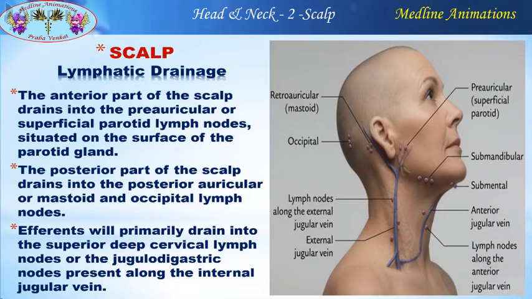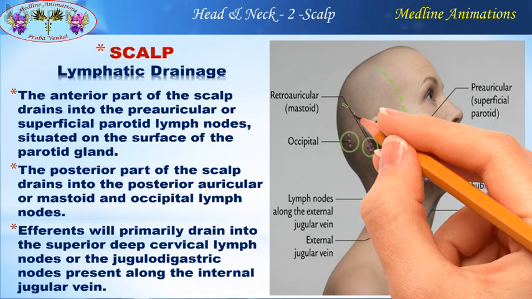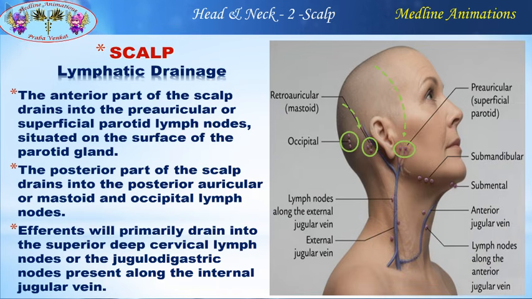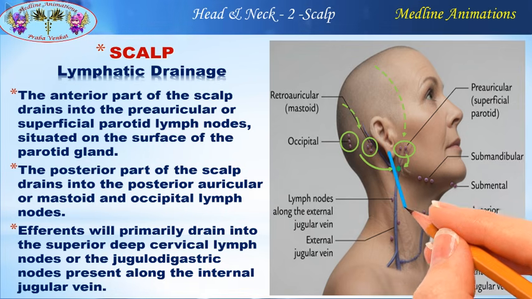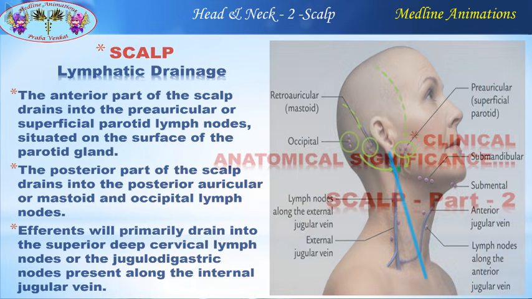Let's discuss the lymphatic drainage of scalp. The anterior part of the scalp drains into the preauricular or superficial parotid lymph nodes, situated on the surface of the parotid gland. The posterior part of the scalp drains into the posterior auricular or mastoid and occipital lymph nodes. Efferents will primarily drain into the superior deep cervical lymph nodes, or the jugulo-digastric nodes, present along the internal jugular vein.